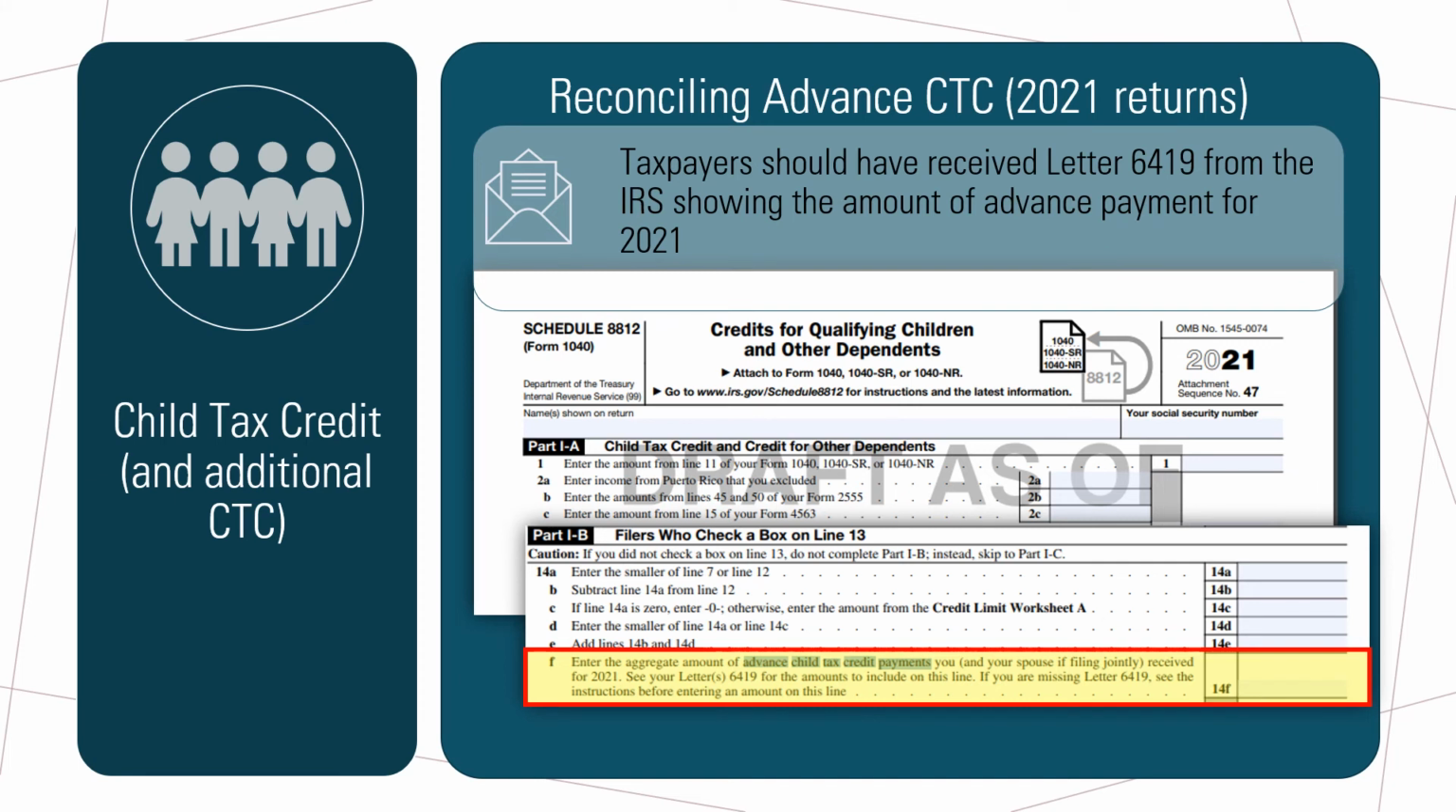Again, the credit flowed onto Schedule 8812, but the form was a little bit different. There was this Part 1B for filers who received some of the advance credit, and line 14F was where they would report that. And in the 2021 software, there are screens to input the amount that was received in advance.